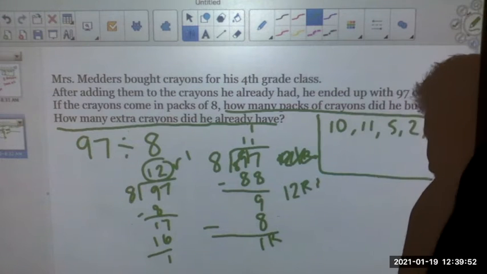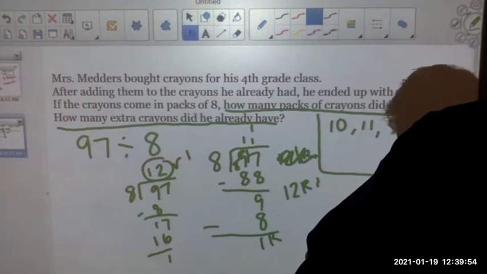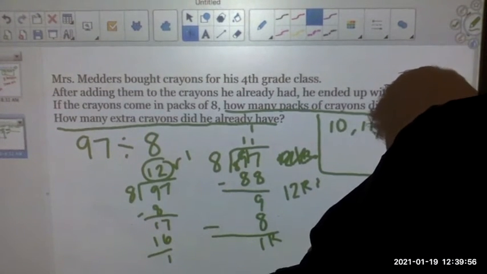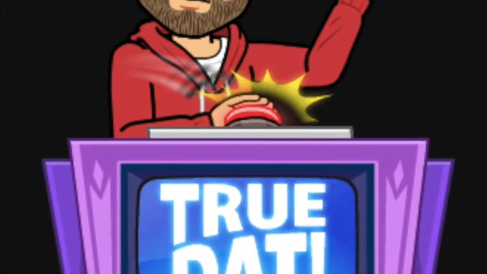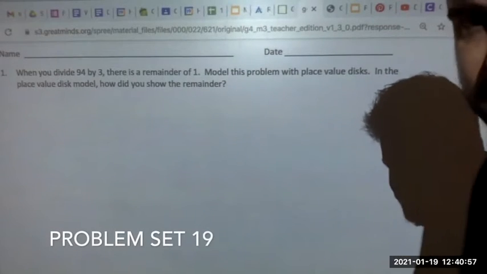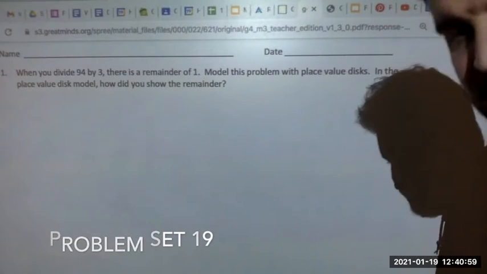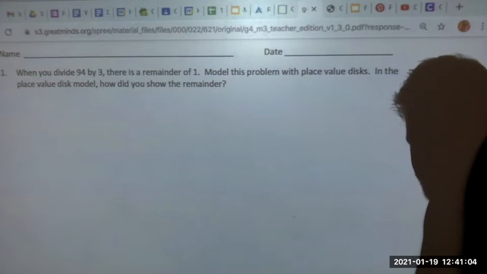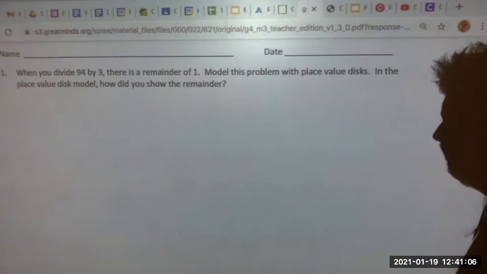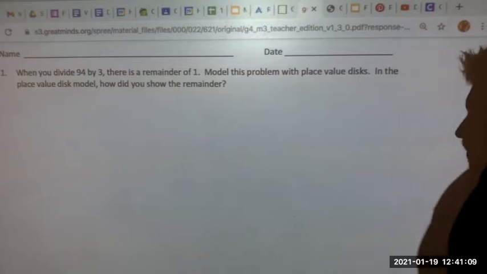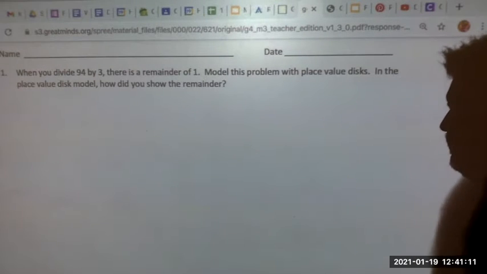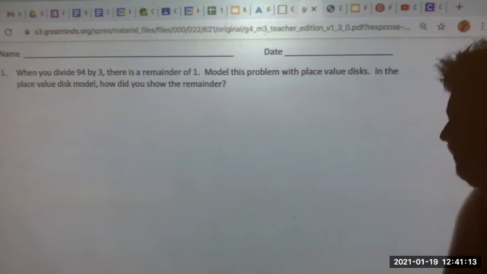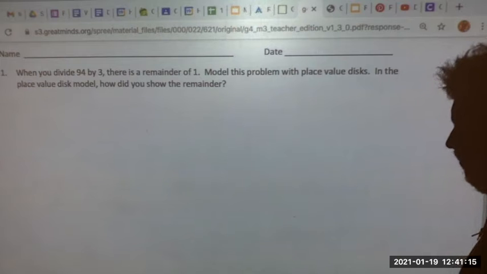All right, guys, moving on into the problem set. Problem set 19. All right, so problem set 19 is a lot of word problems. So we got to figure out what the remainders are doing. So let's look at question number 1. It says, when you divide 94 by 3, there is a remainder of 1. Model this problem with place value disks. In the place value disk model, how did you show the remainder?